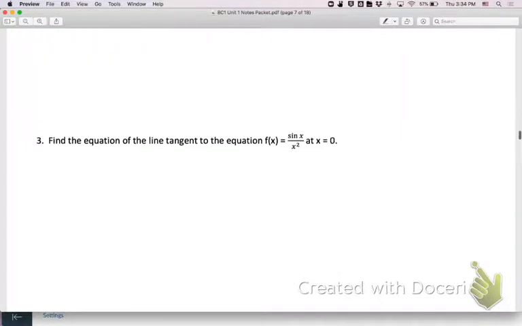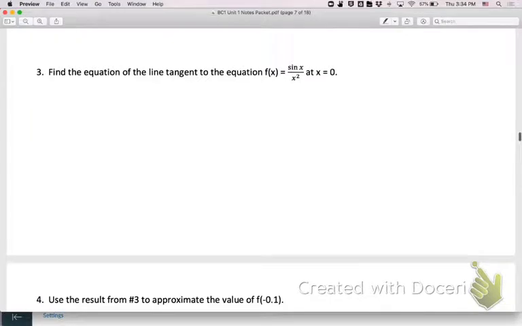All right, let's look at example 3. This is just kind of a reminder of some of the things that we can do with derivatives. This is review of things that we did last year. We want to find the equation of the tangent line to the equation f of x is equal to sine of x over x squared at x equals 0. So we need to know two things here to make that work.